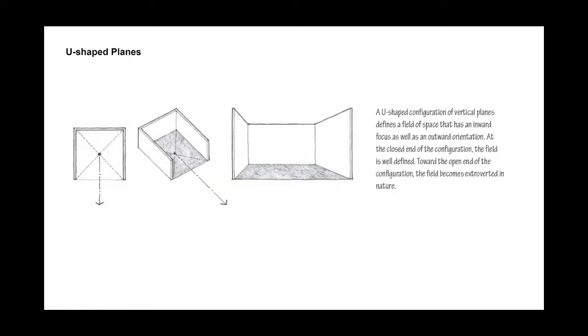So you have your U-shaped planes. It's a configuration of vertical planes. It defines a field of space. So this would be your field of space. This would be your planes, in which it creates an enclosure.